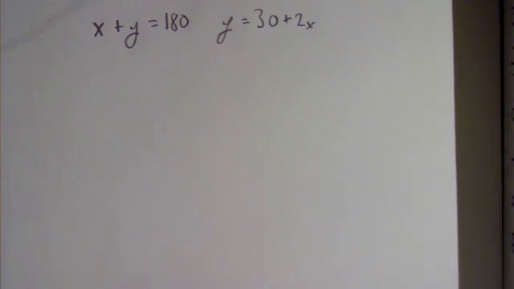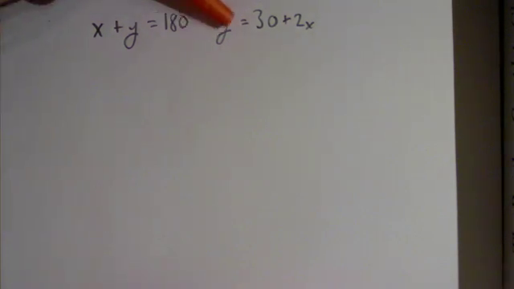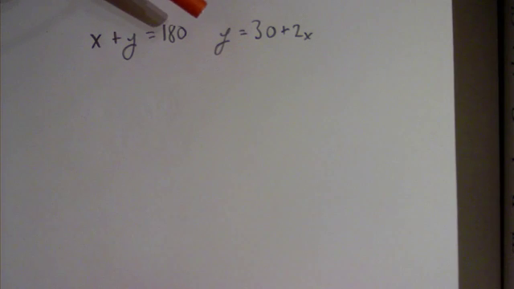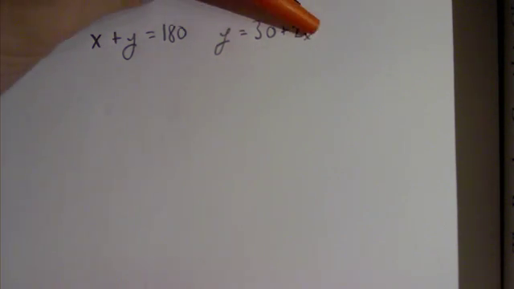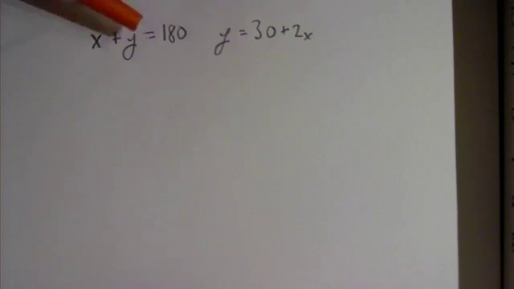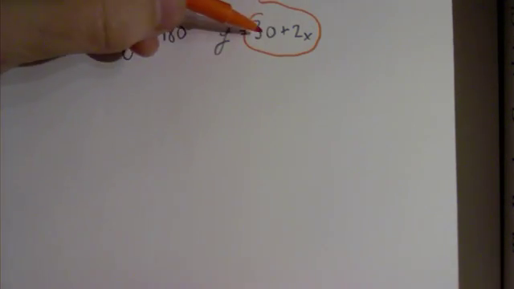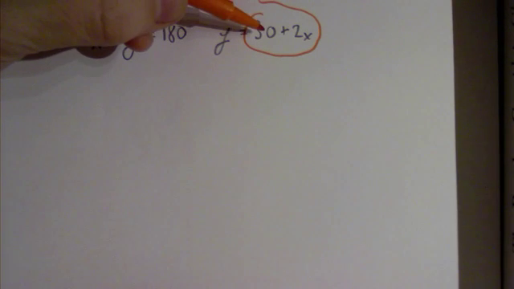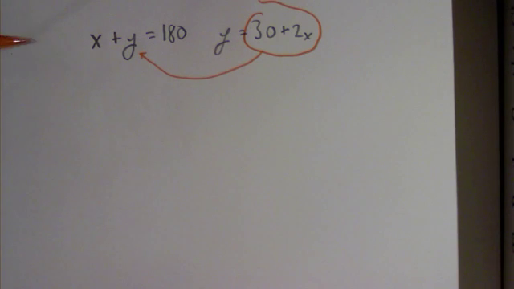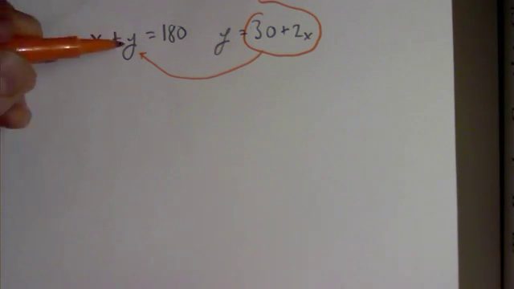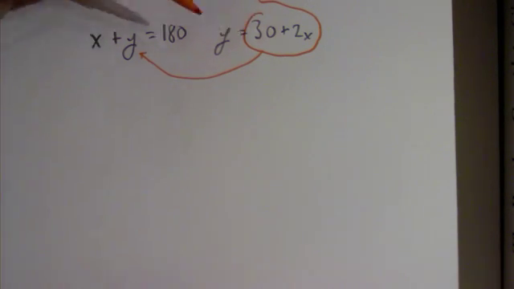Solving a system of equations is really easy when you have an equation that already starts out like this. I have that y is really just equal to 30 plus 2x. So if I go back to my first equation, if I replace y with what it's equal to, I can just plug in 30 plus 2x, since 30 plus 2x is equal to y. So instead of x plus y, I'll do x plus something that y is equivalent to.